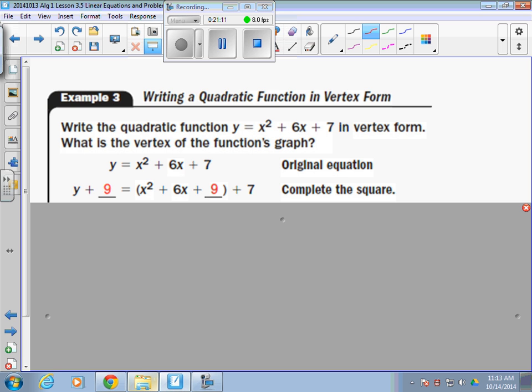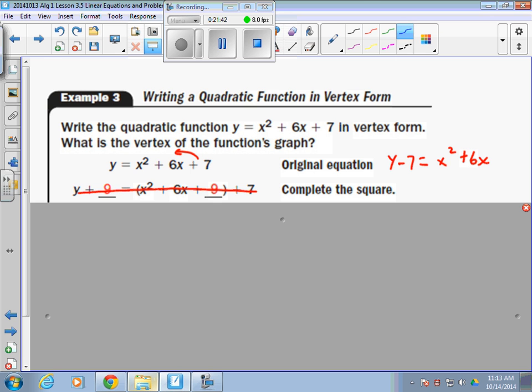Okay, and then example number 3 is writing a quadratic function in vertex form. So what we want to do now is we want to complete the square. It's actually easier if you just go ahead and do it like we've been doing it. Move over the plus 7. So y minus 7, when you subtract it on both sides, equals x squared plus 6x.